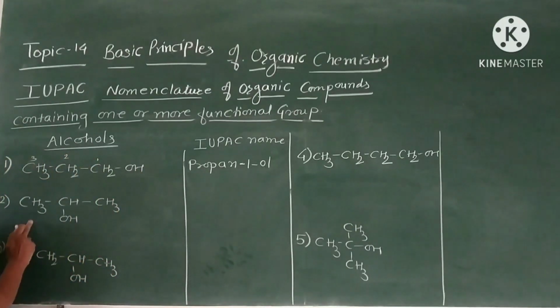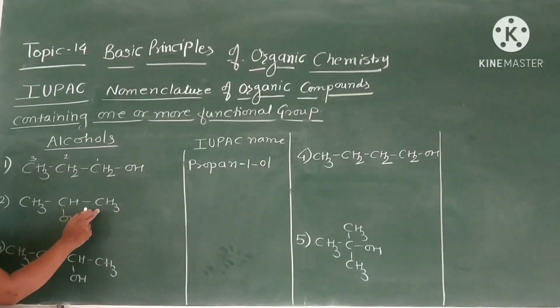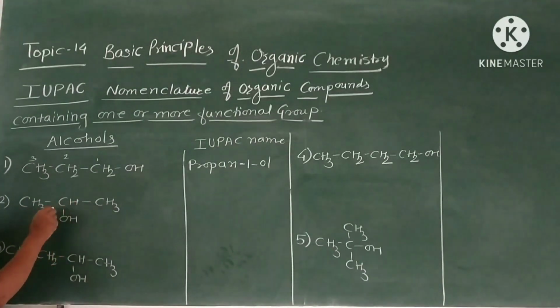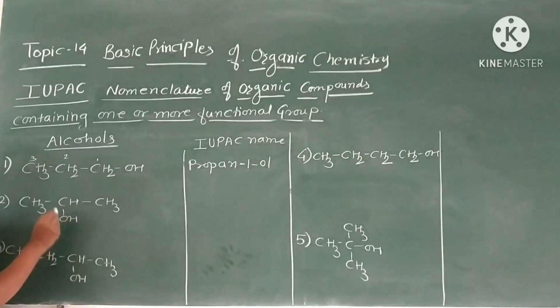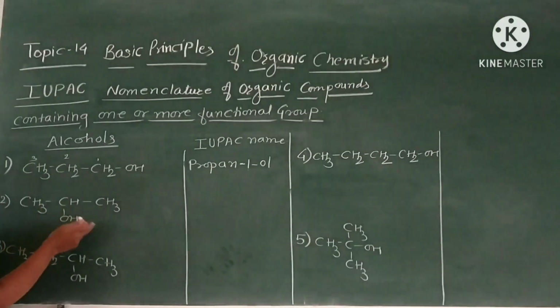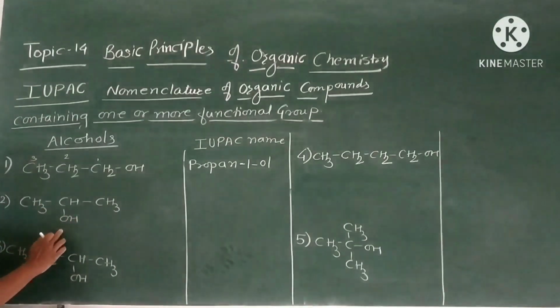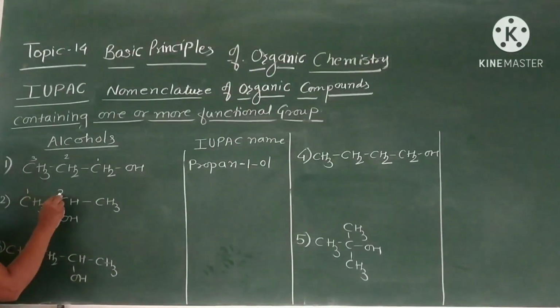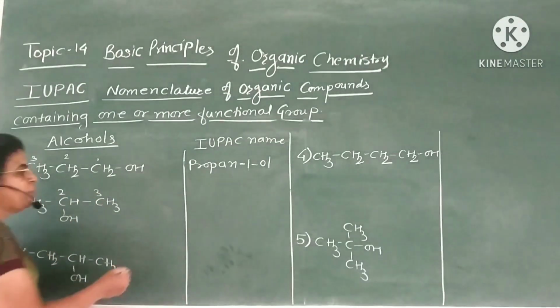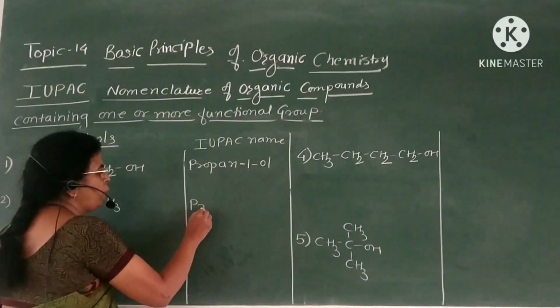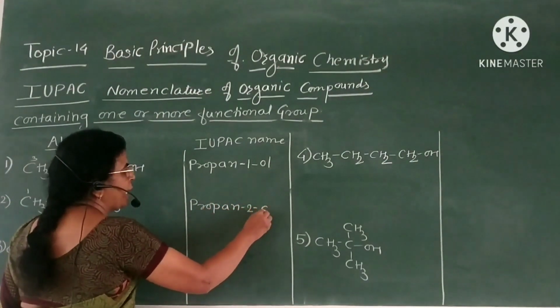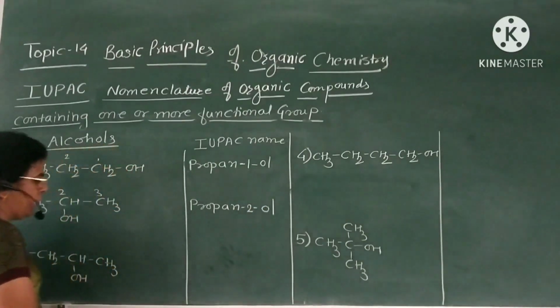Now the second example, CH3CHOHCH3. First give numbering. Here the position of this OH group is at equidistance from both ends. That is 1, 2, 3. The parent alkane is propane and at the 2 position there is an OH group. Therefore we write propane-2-ol.